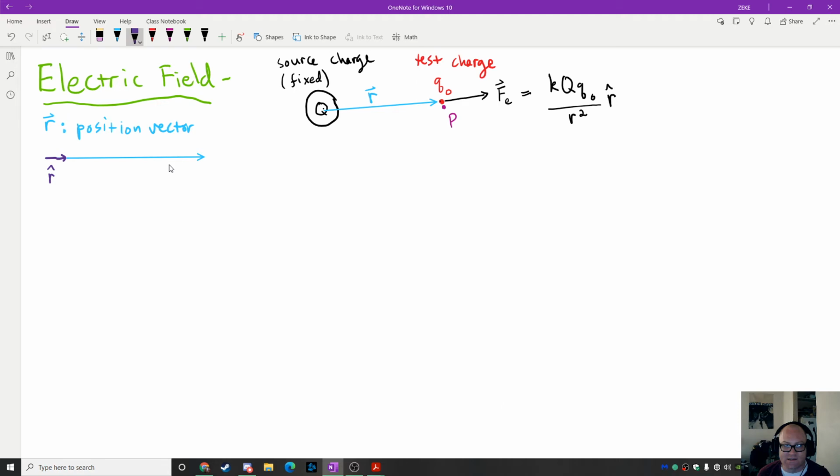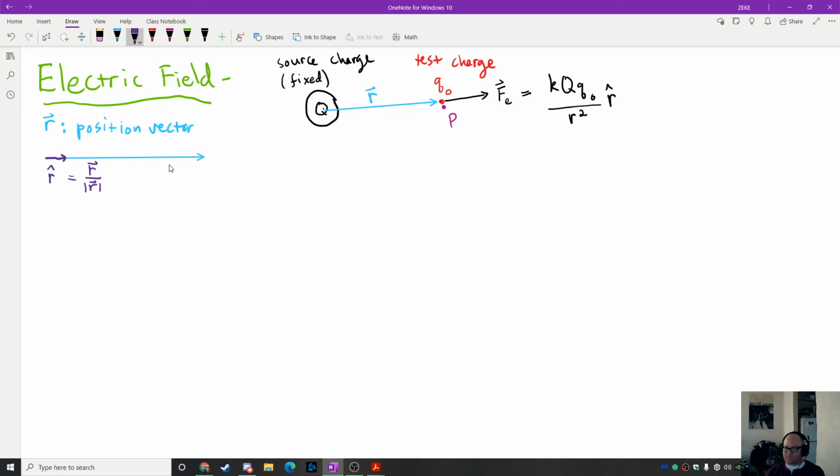So we could use this as a way to define the direction of the force. It points in the r hat direction, along r, this way. And if we changed our source charge to a negative charge, it would obviously flip the direction of the force. So this works out pretty well.